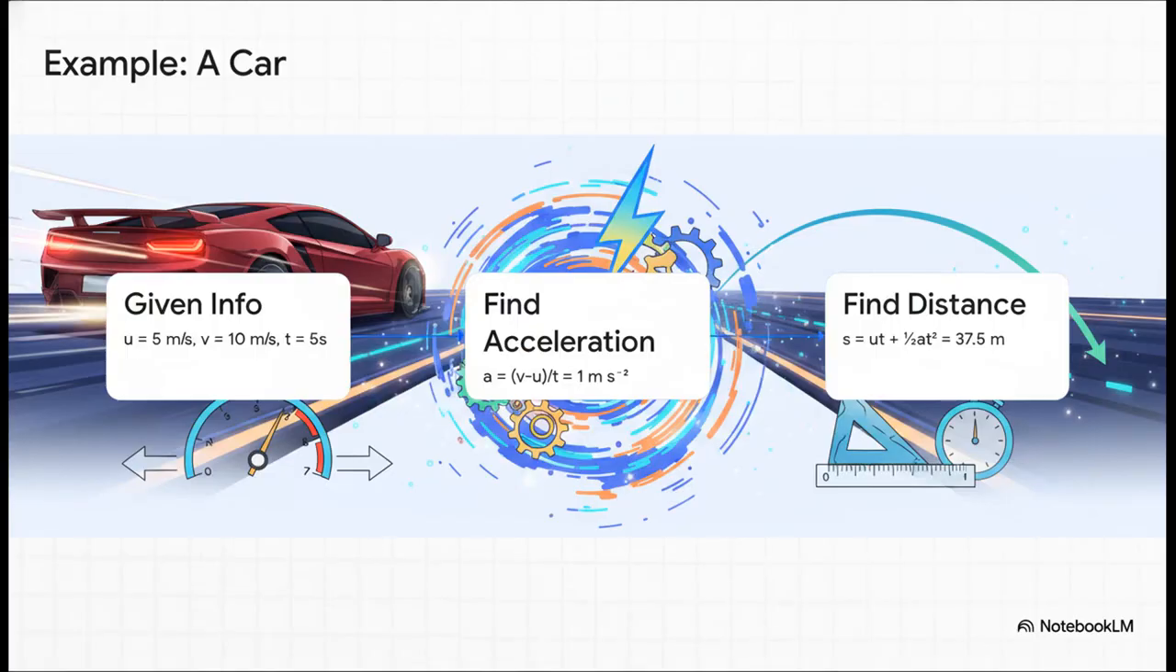Let's see it in action. A car speeds up from 18 to 36 kilometers per hour, and it does this in 5 seconds. The first step is always to get our units right, so we convert everything to meters and seconds. Now we know the starting speed, the final speed, and the time. We just pop those values into the first equation, and it tells us the acceleration is 1 meter per second squared. Then, we can use that answer in the second equation to find out exactly how far the car traveled while accelerating: 37.5 meters. No guesswork needed.